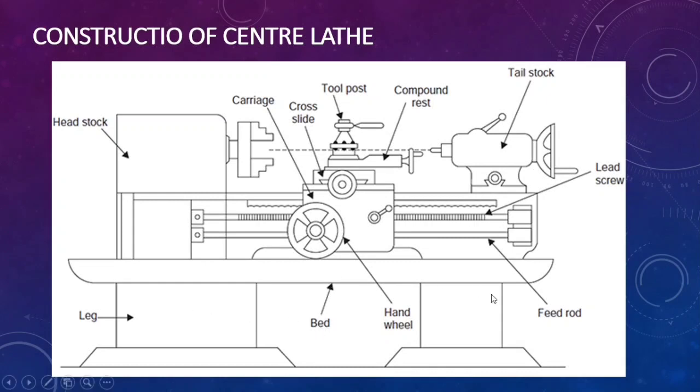Okay, so this is the feed rod. You can see the feed rod. By that, the feeding operation of the carriage can be done in the center lathe. So these are the very general parts present in the lathe. In almost every lathe these parts are present, with additional different types of parts present in the different types of lathes.